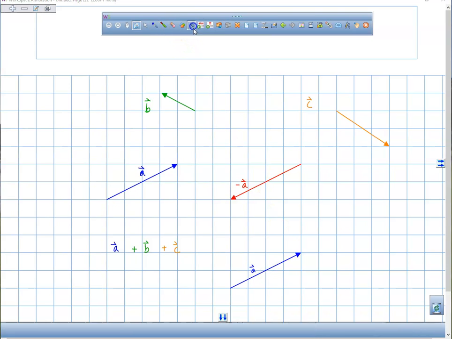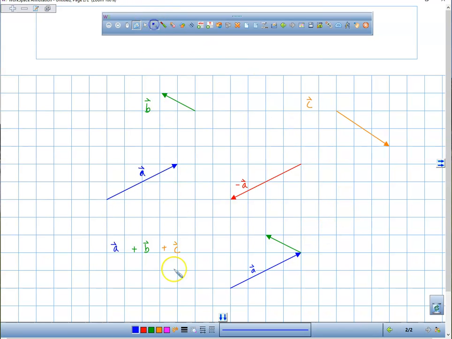Now I'm going to take vector B. Vector B does a little bit differently, doesn't it? Vector B goes over 2 to the left and up 1. So I'm going to go from here, over 2 to the left and up 1. And I've added vector A and vector B together.